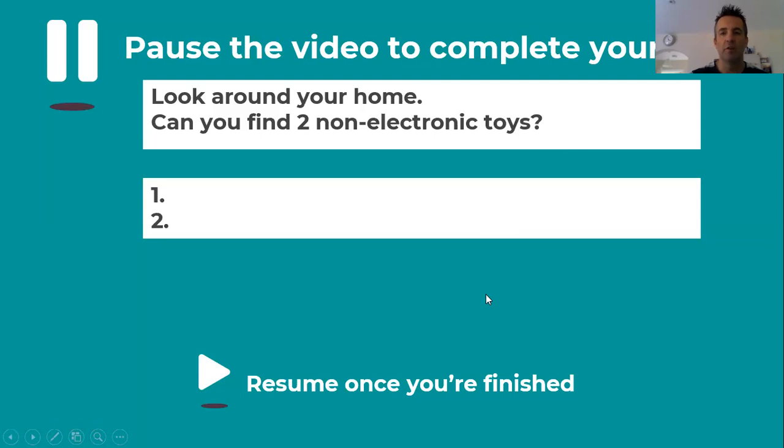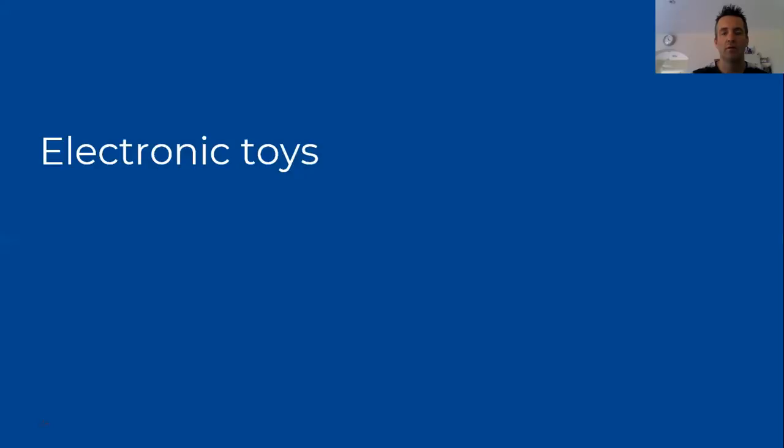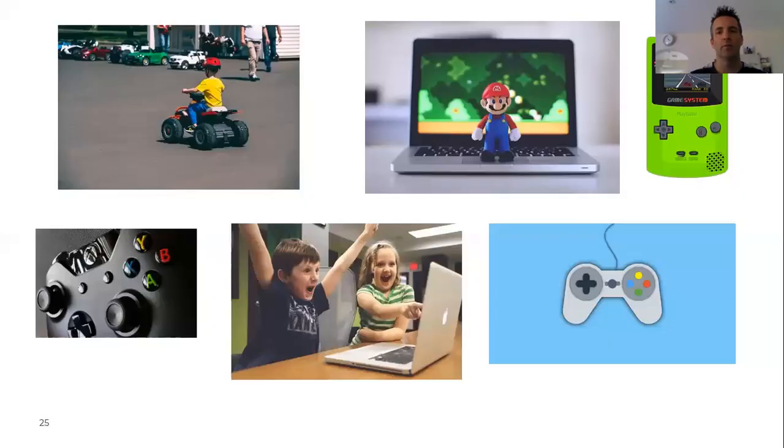Well done. Hopefully you've found 2 non-electronic toys. Right, let's have a look at electronic toys. So some examples here are the powered car, the computer game with Mario, the handheld game. We've got a console controller here, another computer game, and another controller.